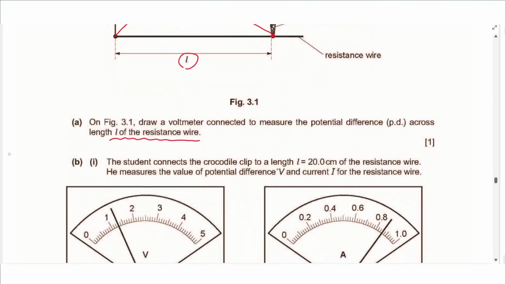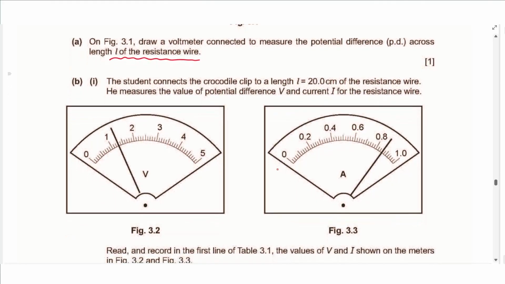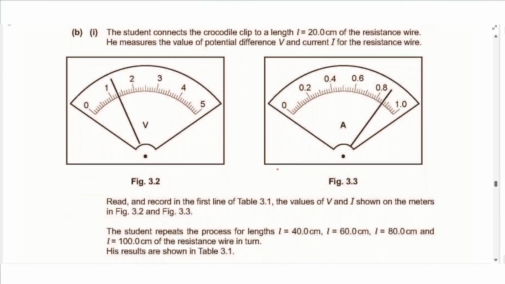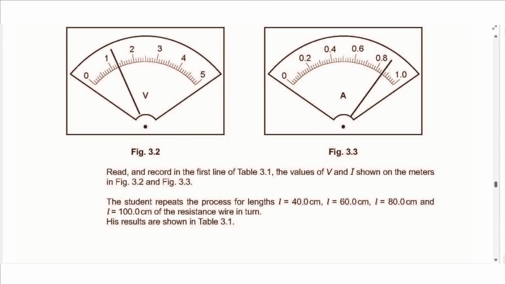Then question BI says the student connects the crocodile clip to a length of 20.0 centimeters of the resistance wire. He measures the value of the potential difference V and the current I for the resistance wire, and the diagram shows the values. Read and record in the first line of table 3.1 in the next page the values of V and I shown on the meters in figure 3.2 and figure 3.3.